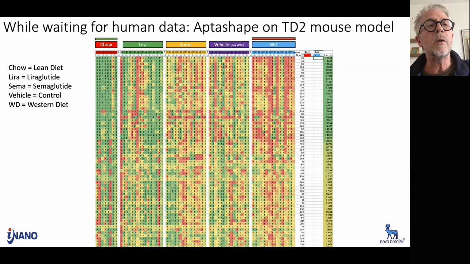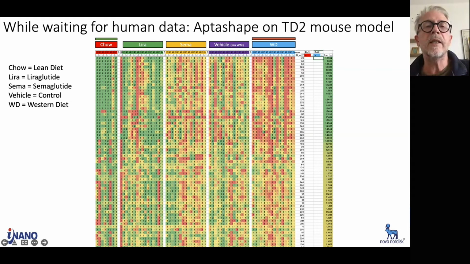So here you can see how it works. These mice, in this case, are either fed a lean diet that we call chow, or they get a Western diet where they get really fat and get diabetes. And these are mice that are genetically manipulated, so they do get very sick from being fat. And then they are treated with 2 compounds from Novo Nordisk, and of course Novo Nordisk is interested in finding out what these compounds do to this disease.